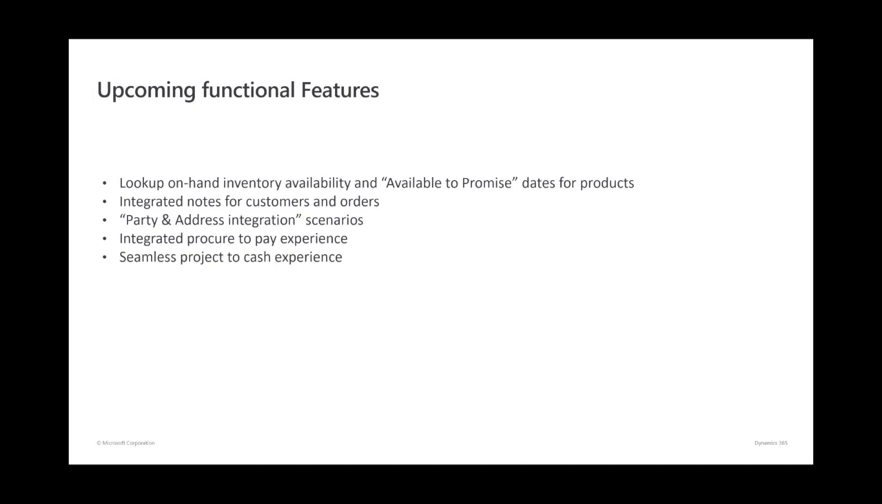You're getting integrated nodes. That was the most commonly asked question: what about the global address book and finance operations? With dual-write, the next big wave we're getting is including the global address book capabilities, so that party and address integration scenarios play nicely with dual-write. And yes, procure to pay and project to cash experiences will be added.